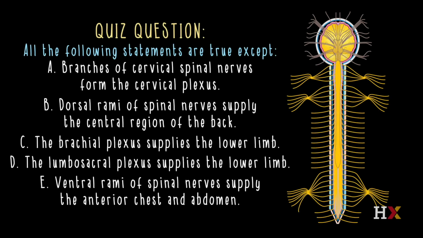And all of them are true except C. The brachial plexus supplies the upper limb and not the lower limb. The nerves to the lower limb are derived from the lumbosacral plexus. When we talk about supplying the limbs, what does it mean to supply the limbs?